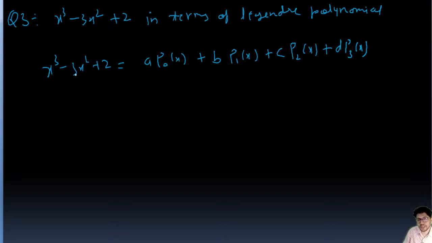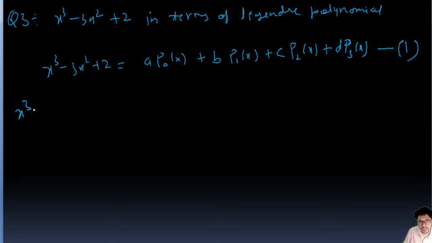Because the maximum power is 3, it will go till p3. Here a is a constant: a p0(x), b p1(x), c p2(x), and d p3(x). So we'll find the values of a, b, c, d, and then put them in equation 1, and that would be the required equation of this polynomial in terms of Legendre polynomials. So we'll put in the values. We know the values of p0(x), p1(x); I have already written them.